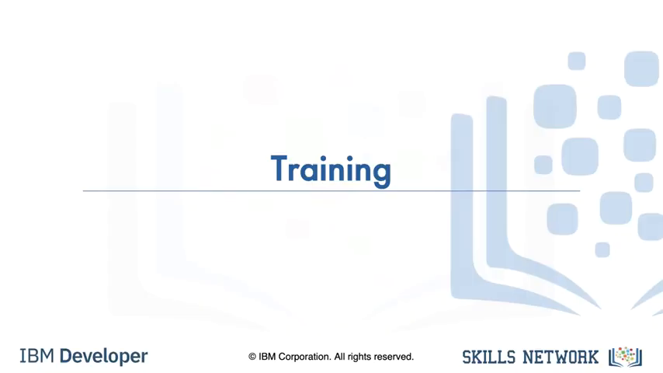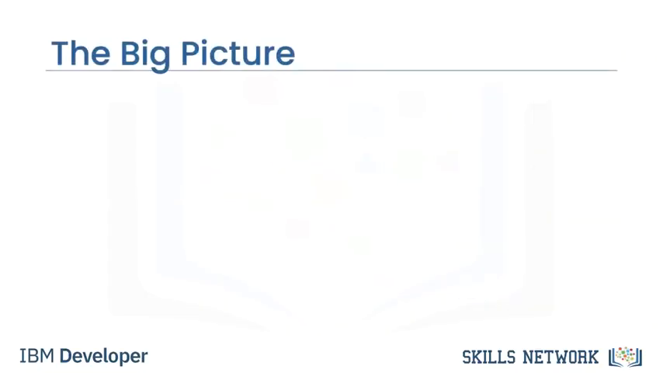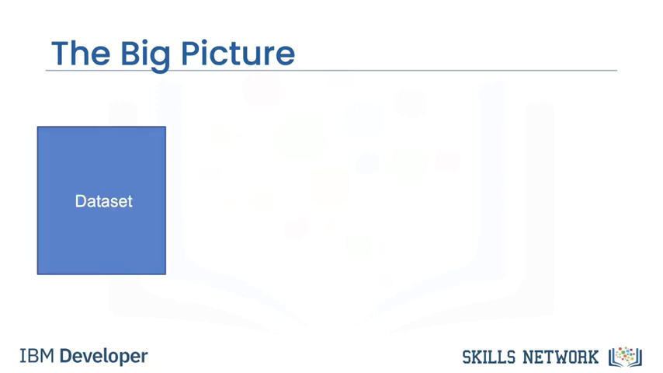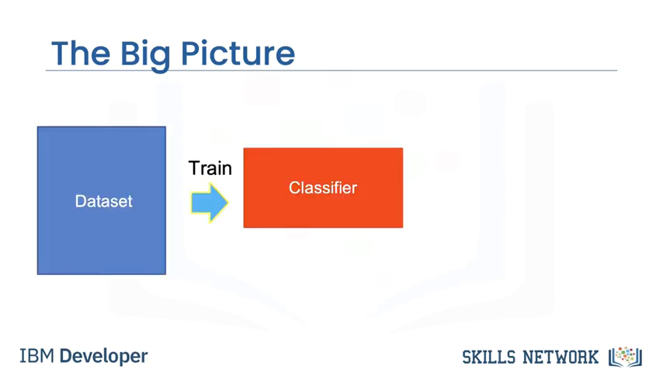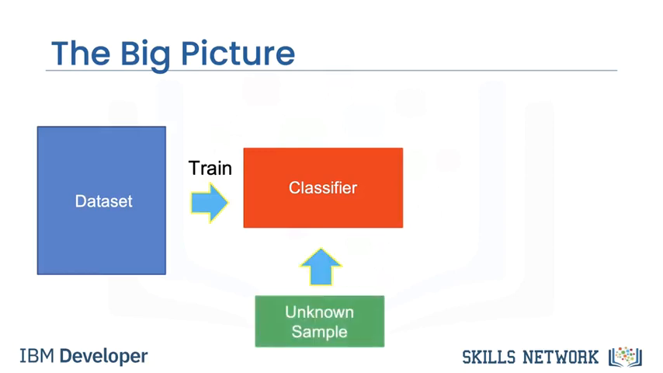In this video, we'll discuss training. In the last video, we learned we could use a plane to automatically classify an image. In this video, we will learn how to determine the plane. We will use the dataset of images to train the classifier. When we have an unknown sample, we can classify the image.